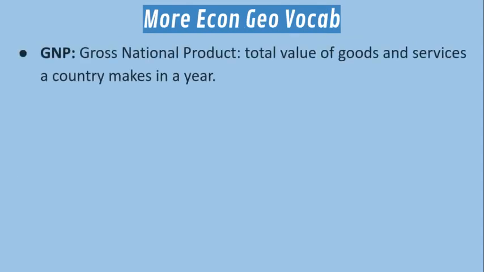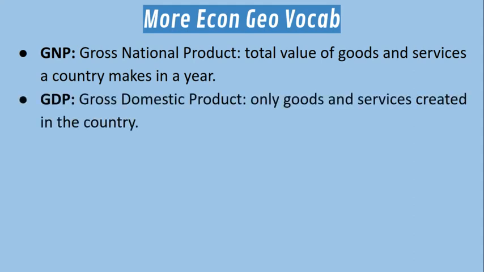Okay, so these are some important vocabulary for economic geography. GNP is the gross national product. Gross in finance terms is another word for total. So you have the total value of goods and services, that's the breakdown of the word product, that a country makes in a year. So gross national product, the total value of goods and services a country makes in a year.